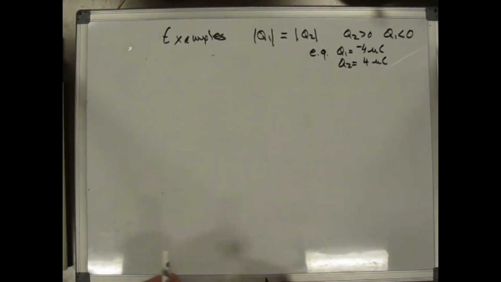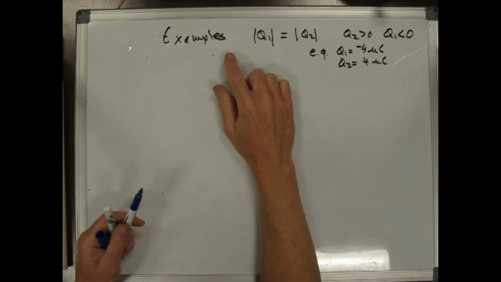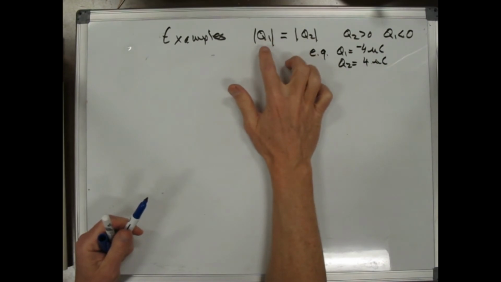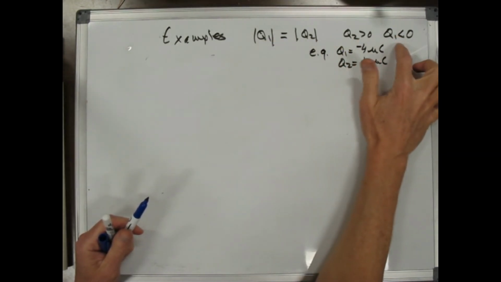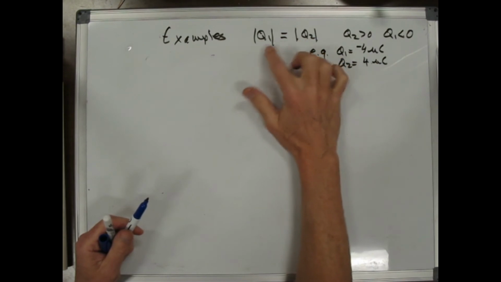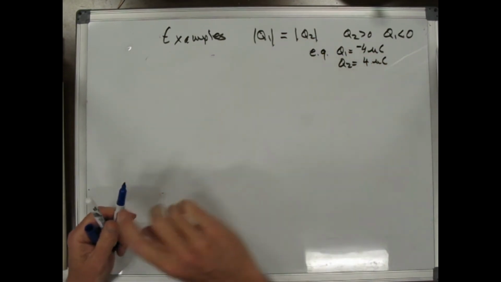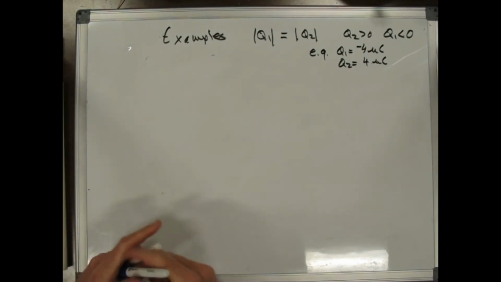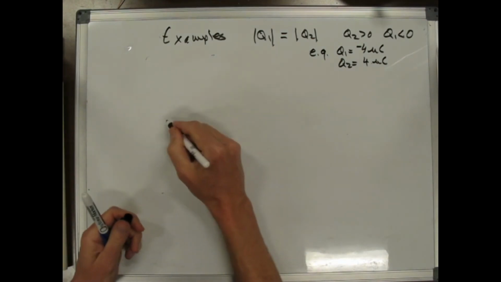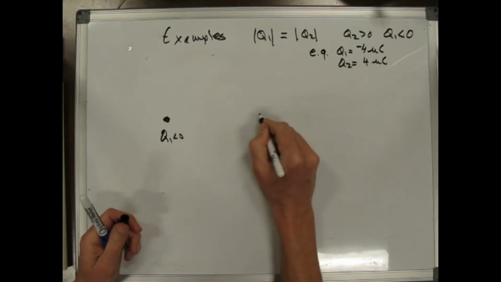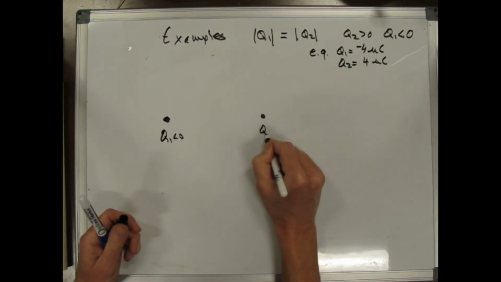So let me give an example or two. The first example, I'll say, look, we have two charges. One of them is positive and one of them is negative. So Q2 is positive, Q1 is negative, and they have the same magnitude. You can say 4 and minus 4 microcoulombs, but you can pick any equal numbers. Let's just draw them here. Here's Q1, that's less than 0, and here's Q2, it's greater than 0.